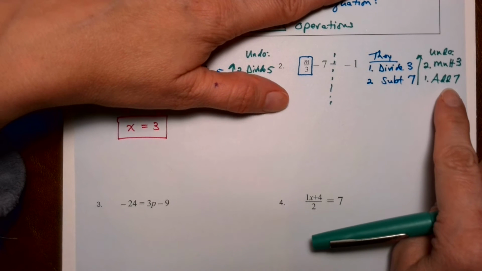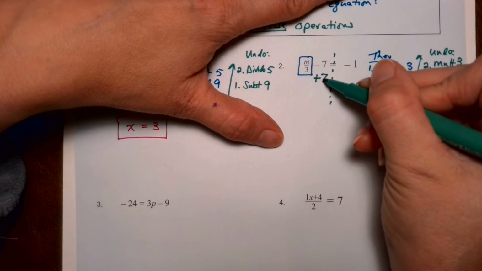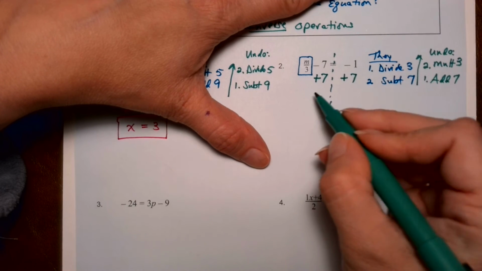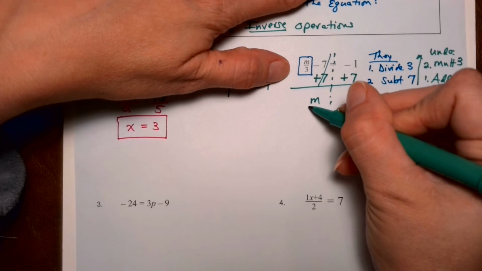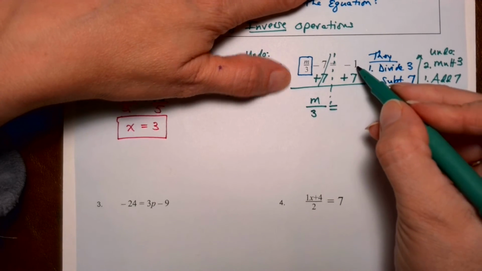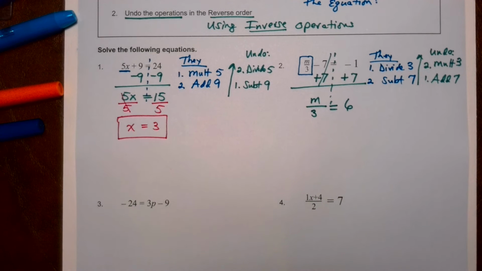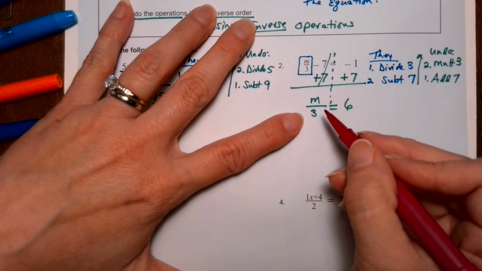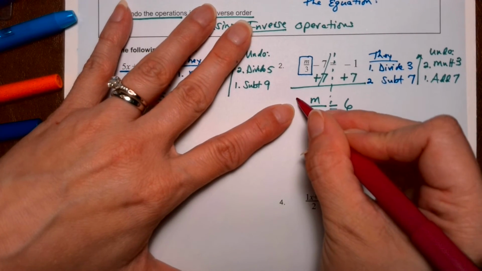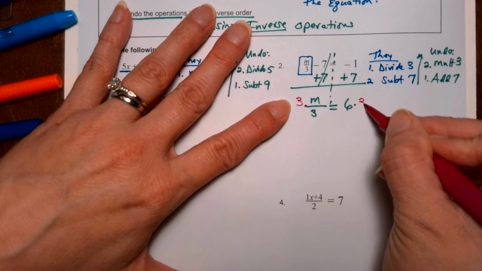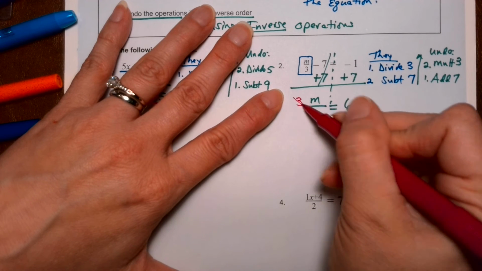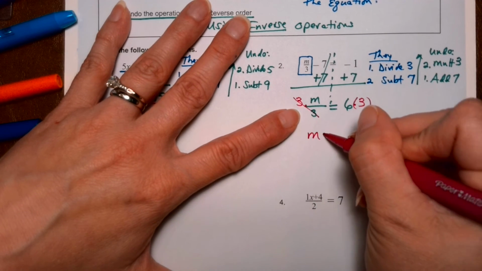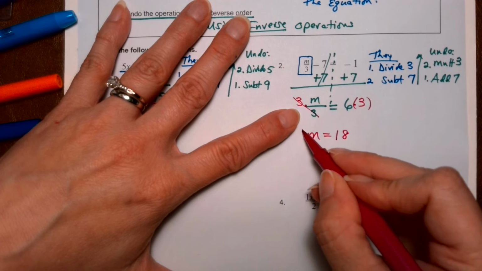Okay, step 1 is add 7. Add 7 to the left, add 7 to the right. Those should cancel out. We have m divided by 3 equals 6. Okay, the second thing I need to do is multiply by 3, which makes sense. I see divide, so I will do multiply. Please put a dot. Okay, multiply by 3. Or you could always do parentheses if you like. 3 divided by 3 cancels, and we get 18.